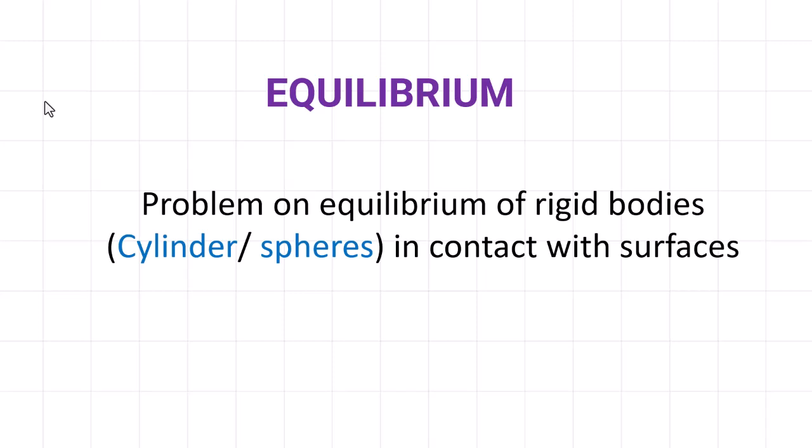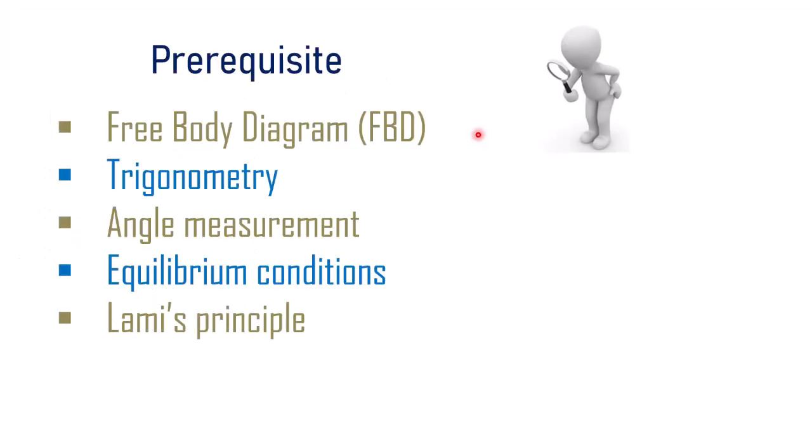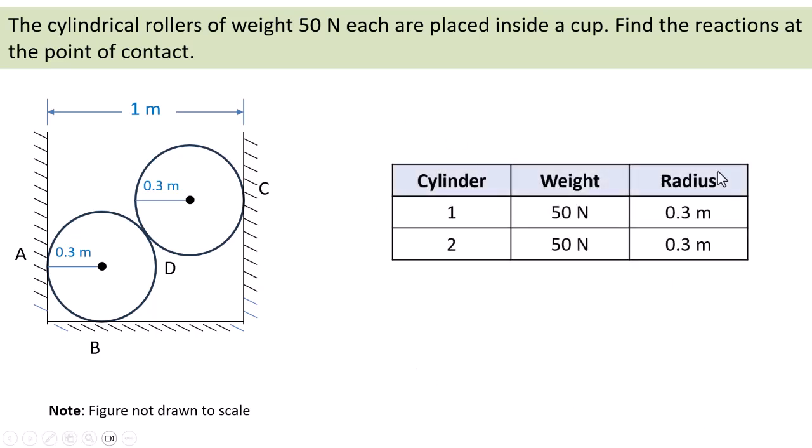In this video lesson, we are going to solve a problem on equilibrium of rigid bodies: cylinders and spheres in contact with surfaces. This is the problem statement. To solve this problem, we need knowledge of these topics. First, note down the given data. This is the given data.